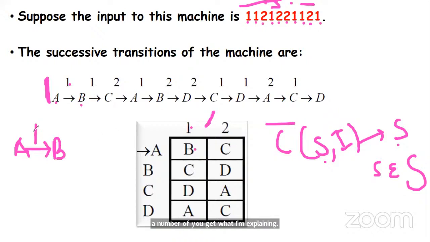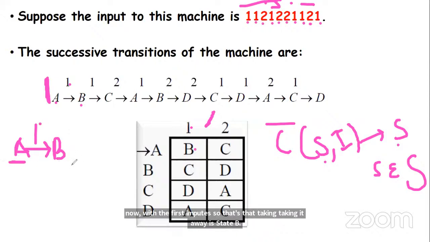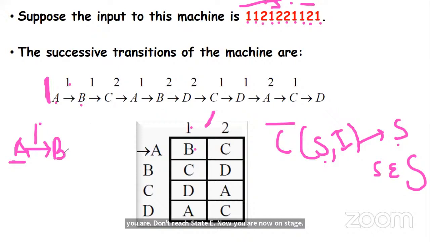Now, you are done with the first input. But that input that you have taken has taken you to where? State B. So you are done with state A now. You are now on state B. What's the next input? The next input is 1. So you are in state B and you read what? A 1, because that's the next input here.